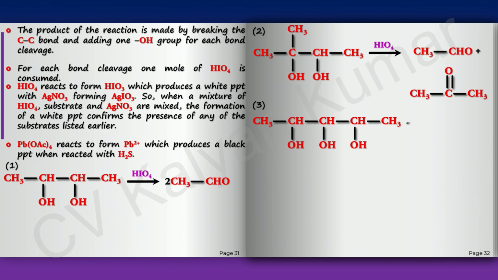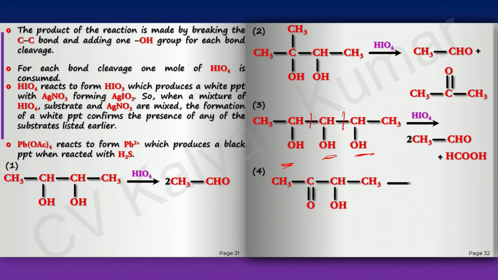What do you think will happen here? So you get the cleavage here and you get the cleavage here. Acetaldehyde, acetaldehyde. And what do you think will happen to this? It'll get two more OH. It'll give you formic acid. Well, what about this one? Pause. Here is the answer. Break this, give one OH each. Left will become acetic acid. Right will become acetaldehyde.